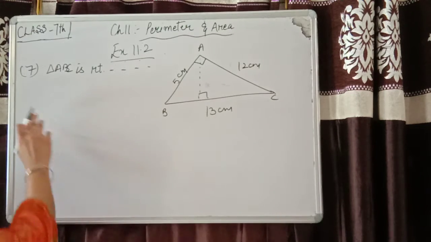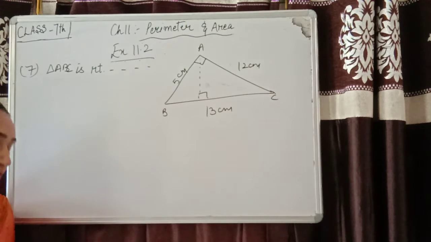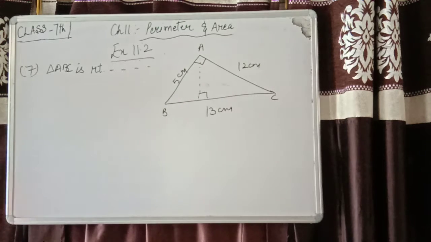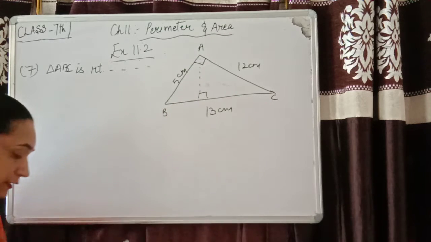Hello, now we are going to solve question number 7 of exercise 11.2. So, look at the statement of question number 7. Triangle ABC is right angled at A. So, ABC is a triangle and here angle A is a right angle.